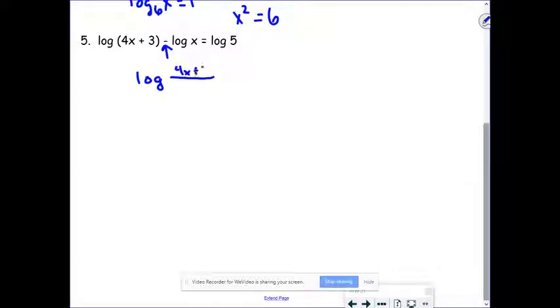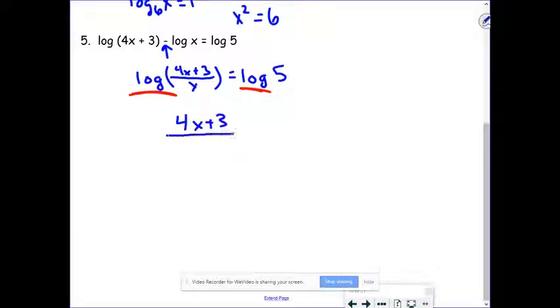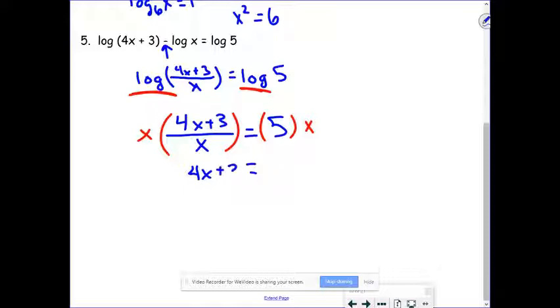All right, 5. So 5, subtraction. Subtraction means what? Division here. So I divide it. I have log equals a log. That means that the inside parts have to be the same. So 4x plus 3 over x equals 5. From here, I'm going to multiply both sides by x. So I get 4x plus 3 equals 5x. When I move the 4x over, I get x is 3.